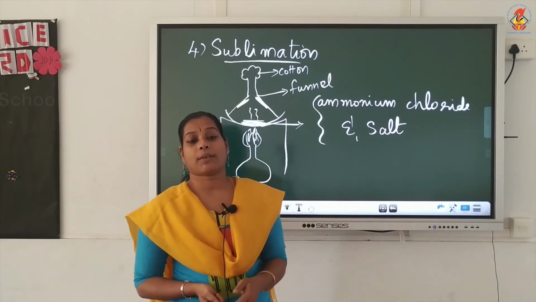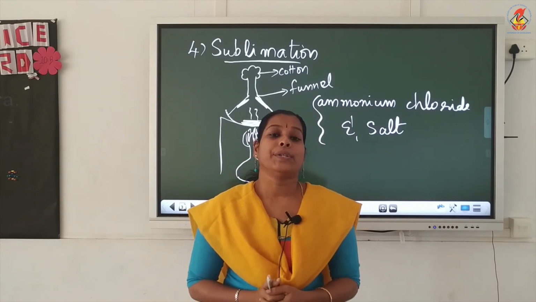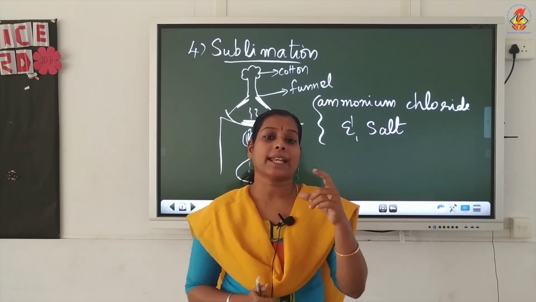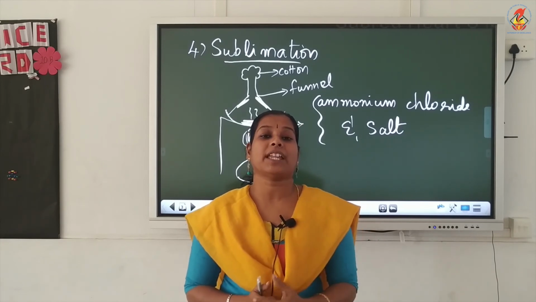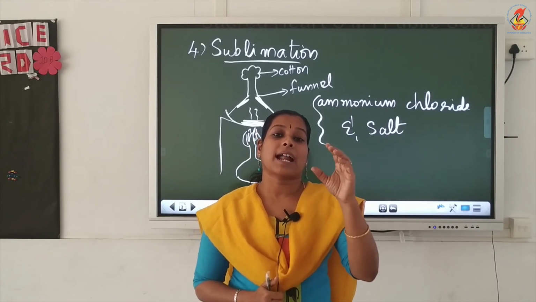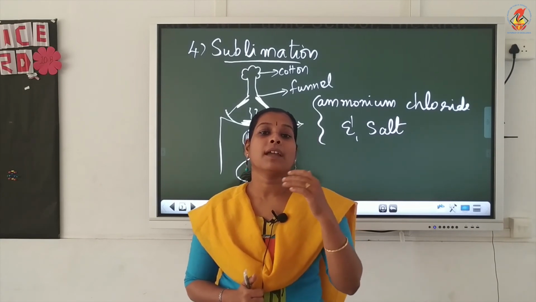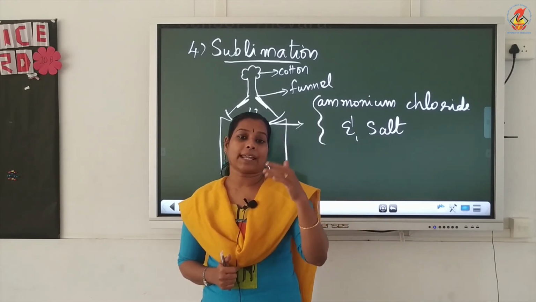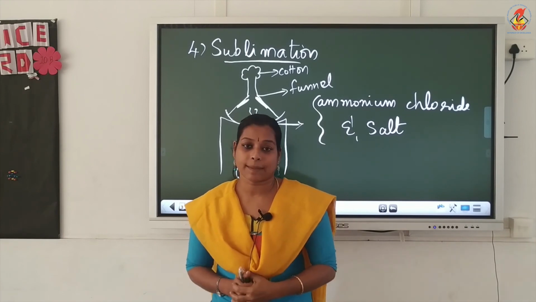Okay, so today we have seen two methods of separation. The first one was using a separating funnel. The principle behind it is that the mixture components should be immiscible with each other, and there should be a considerable difference in their densities. Densities should vary greatly. When we keep that mixture there, depending upon the density, different layers will be separated.